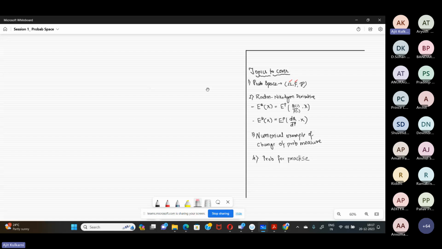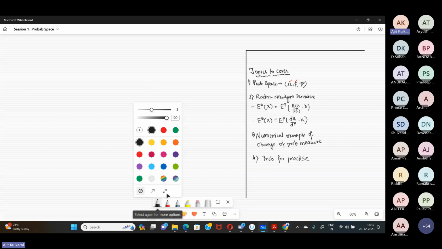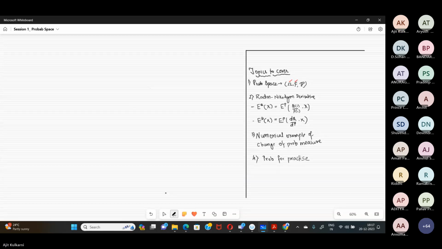So let us start with the first topic, which is probability space. Let us start with the discussion of probability space. A probability space essentially has three elements: omega, filtration, and a probability measure.